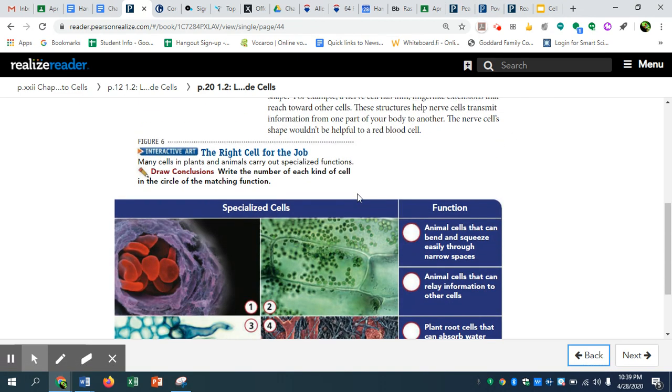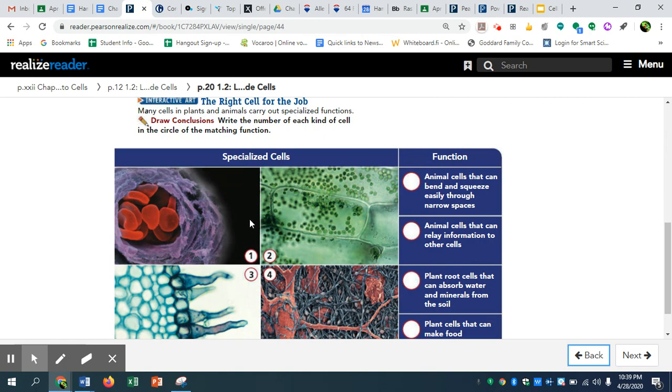All right, so let's go down here and let's look at some different cells. This is our figure 6 activity, and it says many cells in plants and animals carry out specialized functions. So write the number of each kind of cell in the circle of the matching function. What I'm just going to have you do on the activity is write the numbers in the order that they should be here. So here's the function: 4 functions, 4 different kinds of cells.